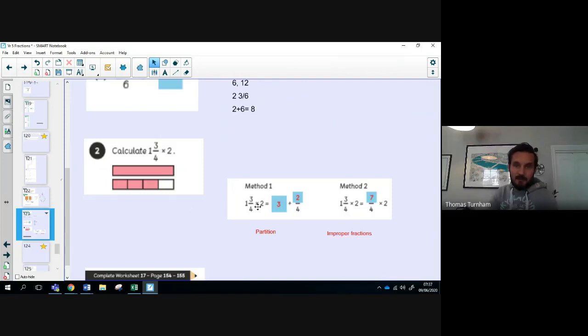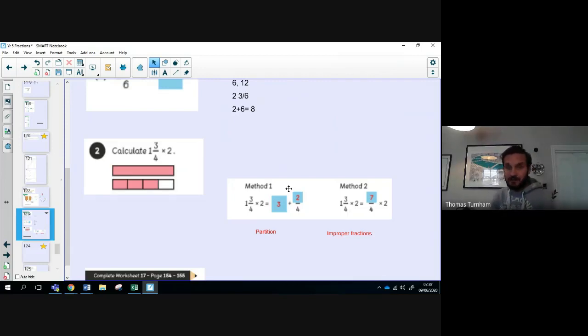So the method we've been doing now is simple. We've been saying, right, I'm going to multiply 1 whole by 2. I know that's 2. Then I'm going to multiply 3/4 by 2. So that's 6/4. I know that 6/4 is 1 whole and 2/4. I'm adding my 1 whole to my other 2 wholes, sorry, so that's 3 wholes and 2/4. So I partitioned it into whole numbers and fractions and multiplied each part and then recombined. That's what we've been doing so far in this lesson.